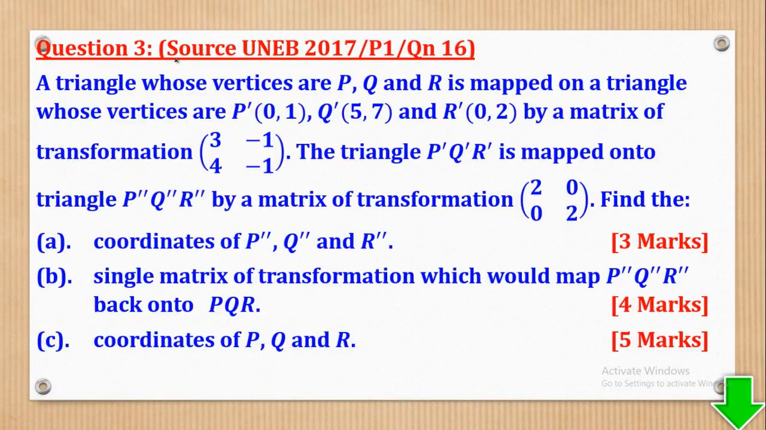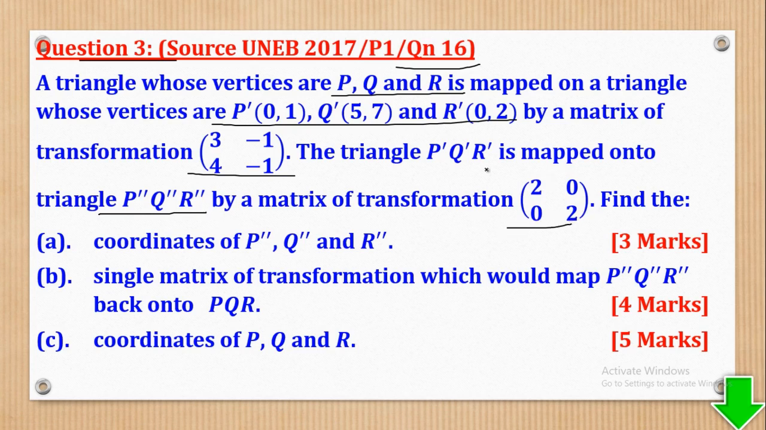Now we shall go to question 3, which came from UNEB 2017 paper 1 question 16, and says a triangle whose vertices are P, Q, and R is mapped onto a triangle whose vertices are these by a matrix of transformation this. The triangle P prime Q prime R prime is mapped onto triangle P double prime Q double prime R double prime by a matrix of transformation this. Find, Roman 1, the coordinates of P double prime, Q double prime and R double prime.